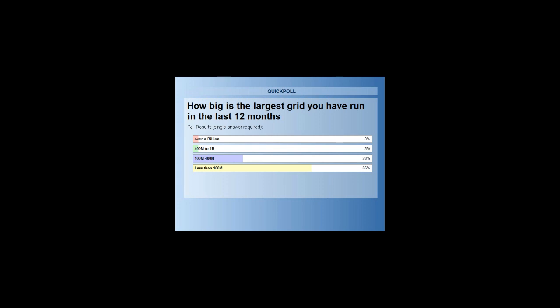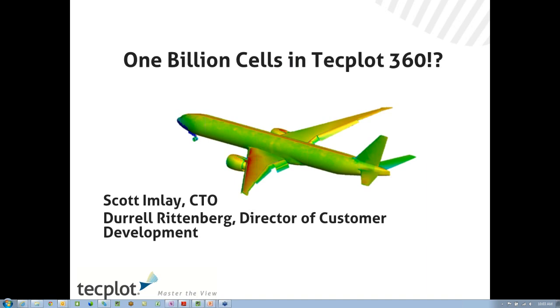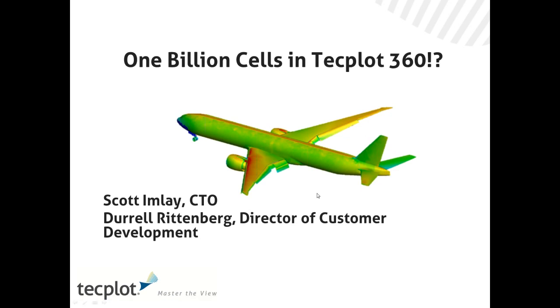Does that surprise you at all, Scott? No. I think it takes a lot of computing resources to compute something over a billion cells, but no. So that's consistent with what I'd expect. Okay. Yeah, it's kind of consistent with what I hear out on the road as well. So, all right, let's get back to it, and we'll go ahead and continue.